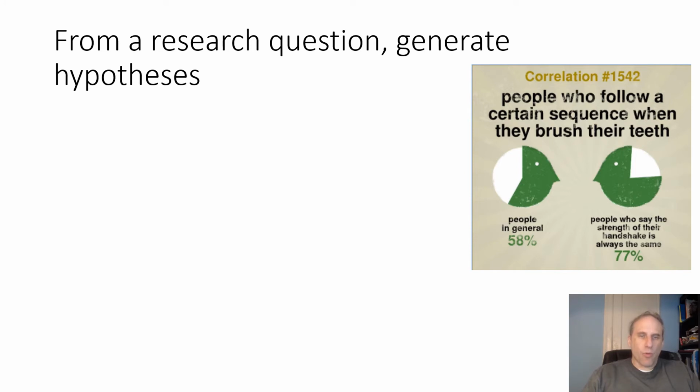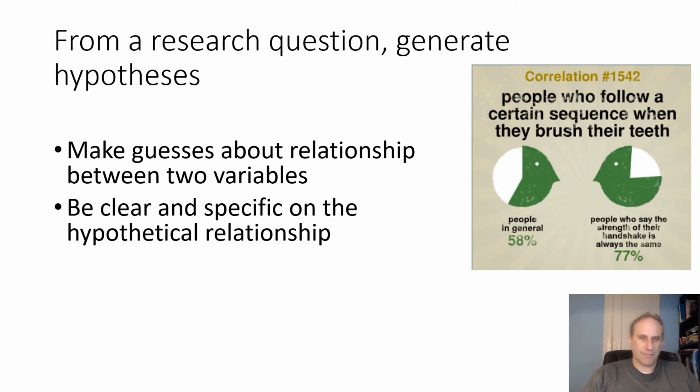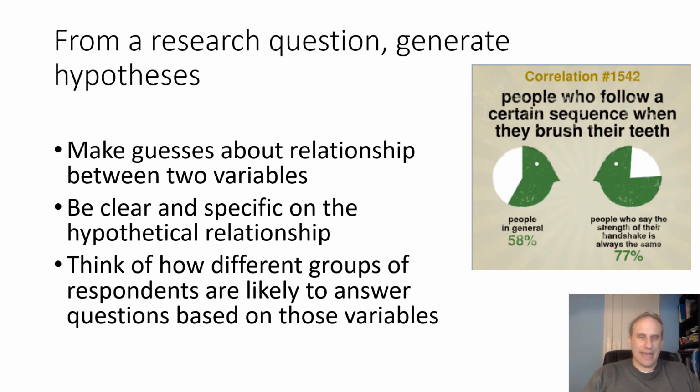So from your broader research question, you're going to generate hypotheses. You're going to make guesses about the relationship between two variables, and in this case, the variables are any of the questions you ask. If you ask about people's beliefs about climate change and you ask them about their race, you may implicitly have a hypothesis that people of one race may believe in the problem of climate change more than people of another race. You want to be clear and specific on that or any other hypothetical relationships that you expect to see in the data at the end.